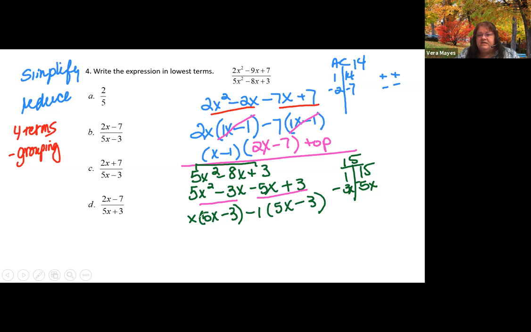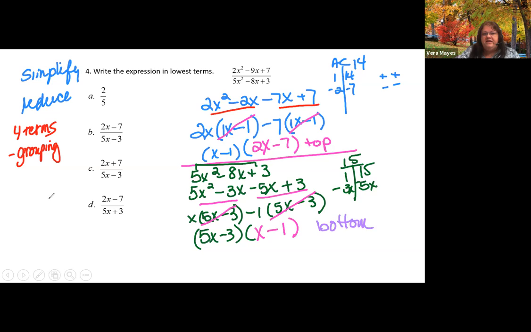And now I'm seeing that factor that matches, so I can bring it to the front. Let's look to see what's left behind. When I take this first group and pull the 5x minus 3 out, I'm left with an x. The second group, when I take the 5x minus 3 to the front, I'm left with an x minus 1. All right, we have everything factored. Here's our bottom.